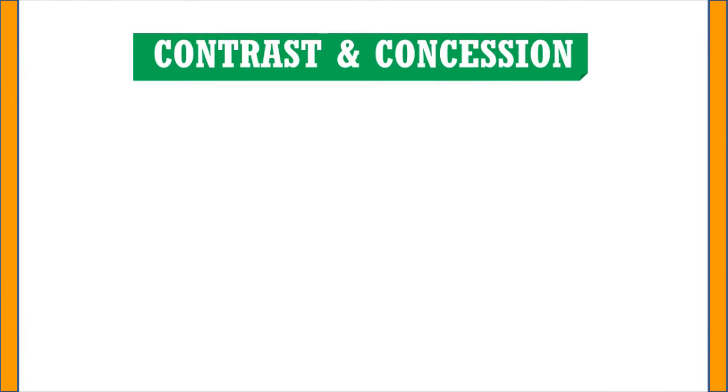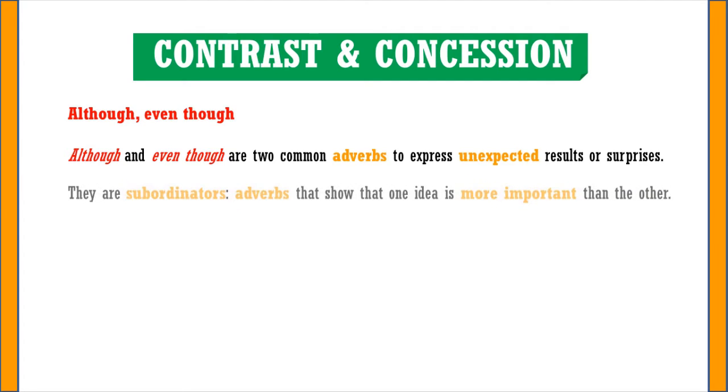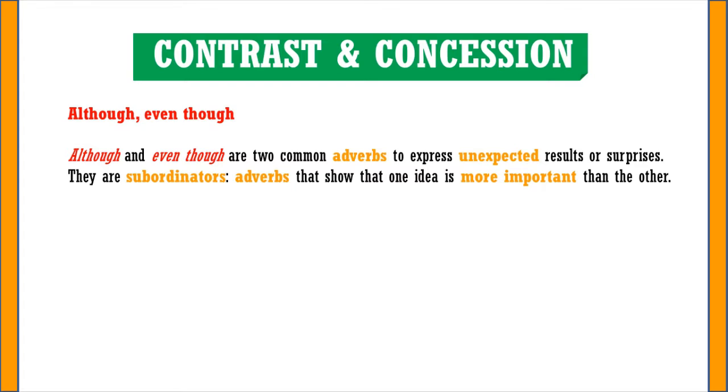Well, let's take a look at some other words such as although, even though, and though. Most people don't use these words in sentences, because they don't know how to use them correctly. Although and even though are two common adverbs to express unexpected results or surprises. They are subordinators, words that show that one idea is more important than the other.